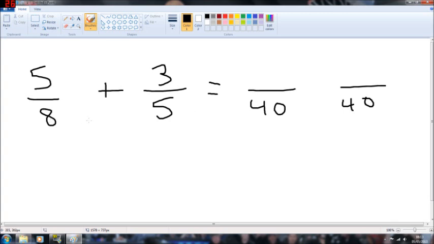So 8 times 5 makes it 40. And because you times 8 by 5, you have to do 5 times 5, and that will equal 25. And because you times 5 by 8, you have to times 3 by 8, which is 24. And then you just add these two fractions together. And of course you don't add the bottom ones. So you just leave that as 40 and you add only the top two, which makes 49 out of 40.